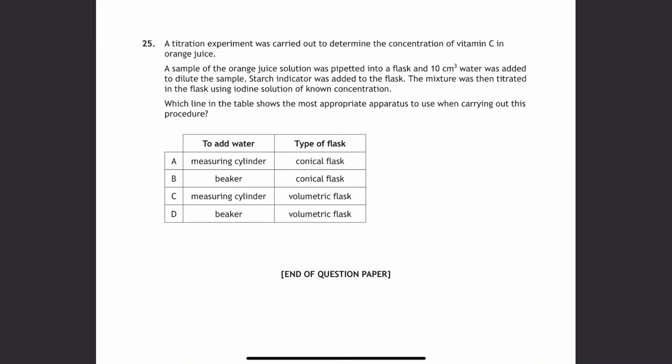So the type of flask you always use for titration is a conical flask, so that rules out C and D. And for adding the water, you ideally would use a pipette, but they've not given that as an option. So the next best thing after a burette, which they've not given as an option, would be the measuring cylinder, so A. But my advice would be anytime they ask you about measuring the volume of a liquid, it's always a pipette of that exact volume, or if you don't have a pipette of that exact volume, then it's a burette.